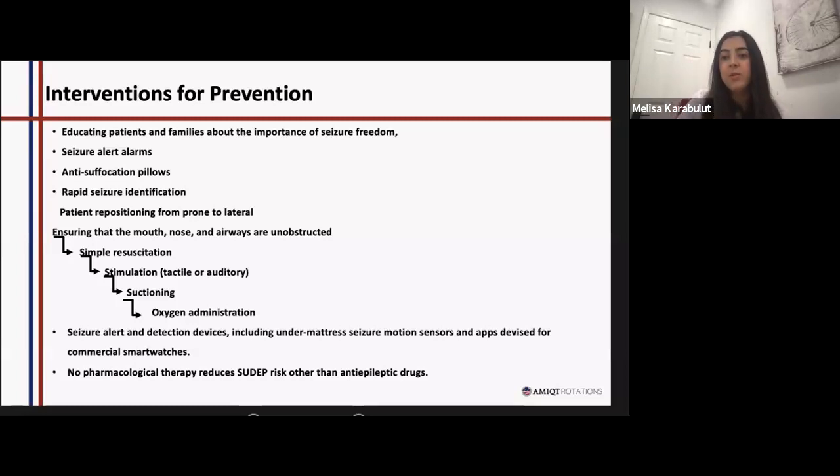Absence of monitoring during SUDEP is associated with an increased risk of SUDEP, and post-ictal stimulation or oxygen administration is associated with prevention. Basic anti-SUDEP measures that remain unproven include rapid seizure identification, patient repositioning from prone to lateral, ensuring that the mouth, nose, and airways are unobstructed, simple resuscitation, stimulation, which could be tactile or auditory, suctioning, and oxygen administration.